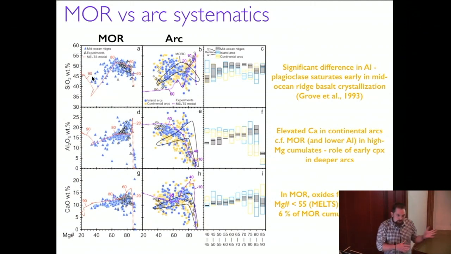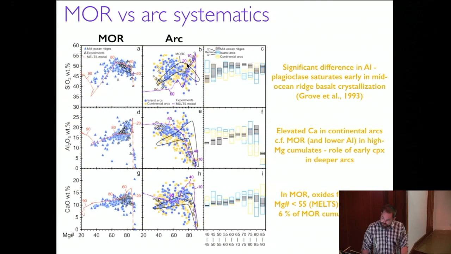You'll notice for the mid-ocean ridge samples, there is a fairly tight array. That's because there are far fewer processes altering or changing the chemistry of these samples in that particular tectonic environment. If we look at the arc system over here, you can see a much greater scatter in the data, less adherence to the MELTS model, so clearly there are some other factors at play which are altering these compositions.